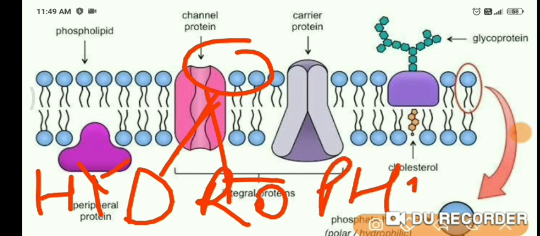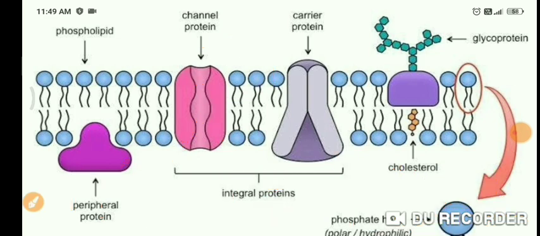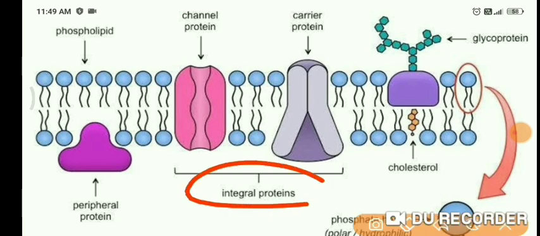Hydrophobic means fear from water. This is known as hydrophobic end. Apart from phospholipid, it has carrier proteins or proteins. There are two types of proteins in it. The first one is integral or internal protein, which is inside plasma membrane. It is called internal or integral protein.